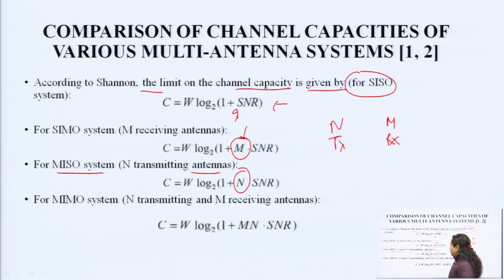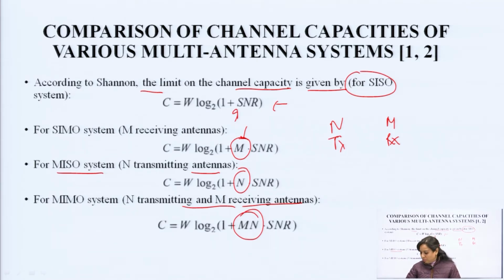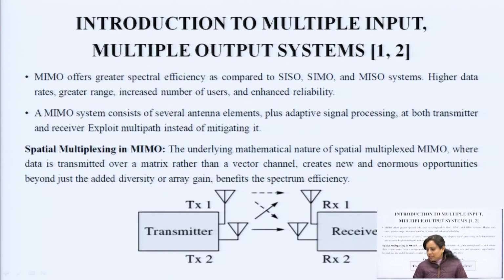Now, in MIMO, N transmitter and M receiving antennas are there. So, this will be multiplied by M into N, that is, M number of receivers and N number of transmitters are there. So, that is a MIMO system. Now, next is what is the MIMO system.